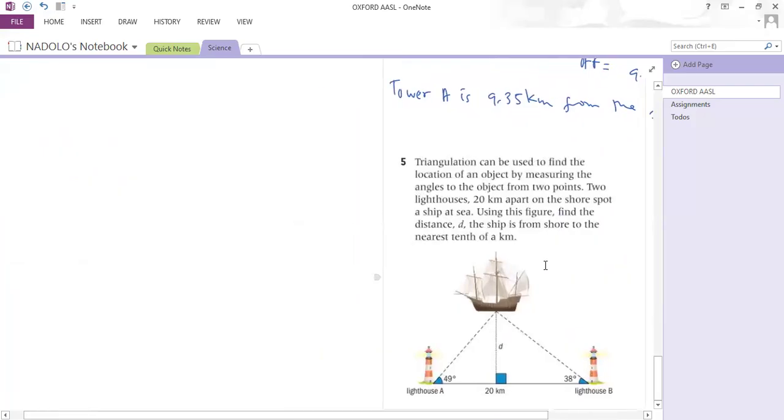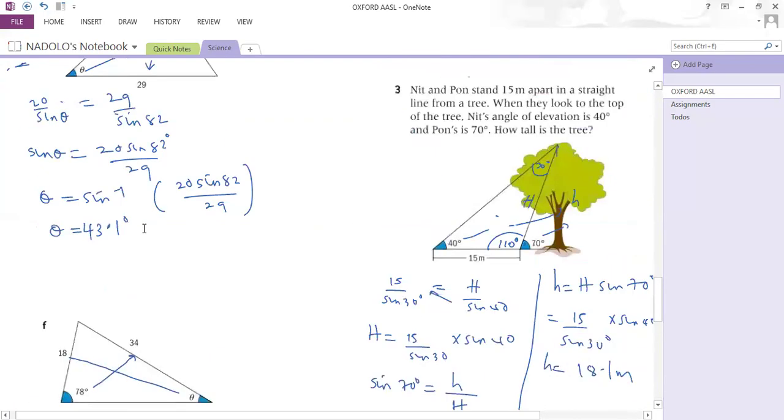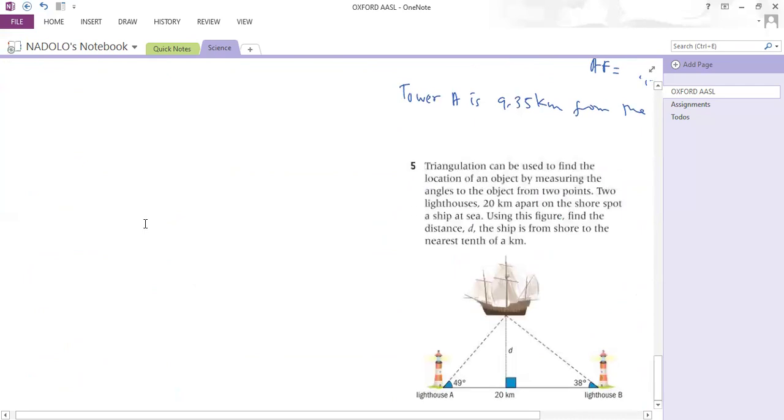So let's look at question 5. I'm going to do it on the left-hand side. Triangulation. This is a topic in year 9 that can be used to find the location of an object by measuring the angles to the object from two points. So two lighthouses 20 kilometers apart, seen on the diagram on the shore, spot a ship at sea. Using this figure, find the distance D the ship is from the shore to the nearest tenth of a kilometer.